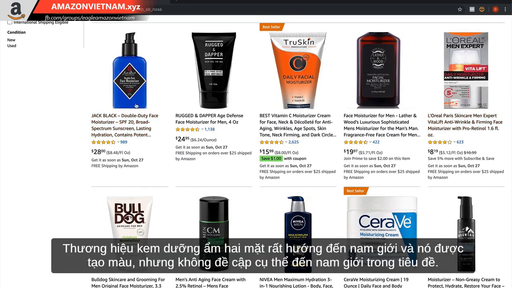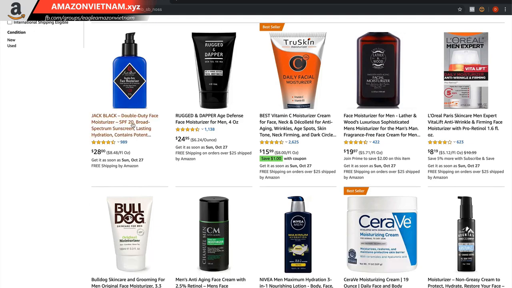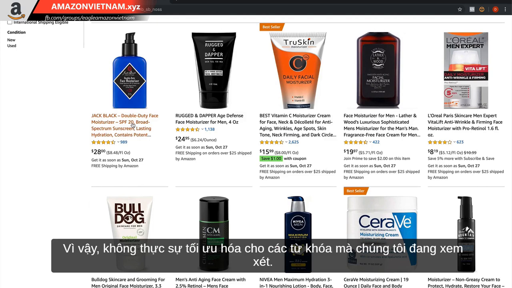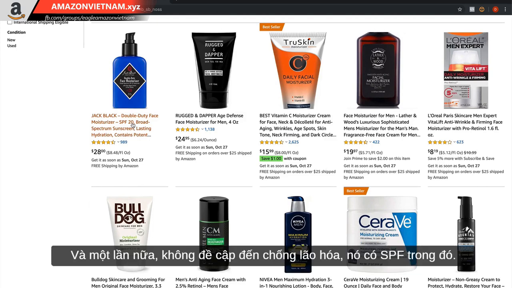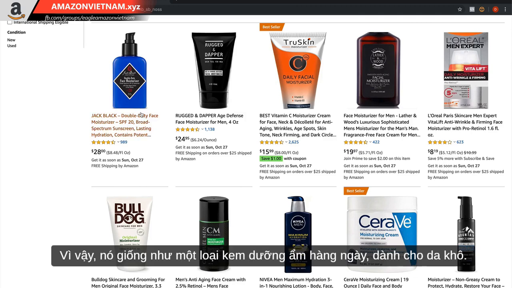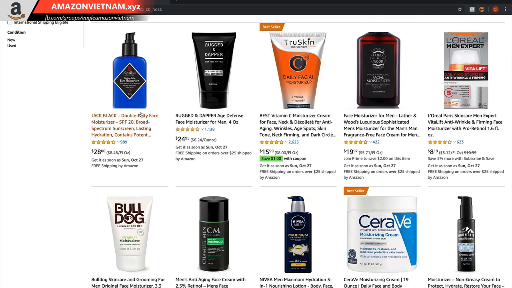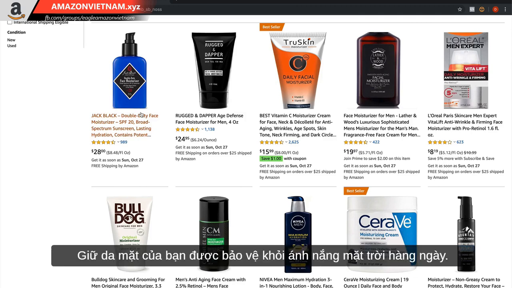Branding is very directed towards men in its colouring, but no mention of men specifically in the title. So not really optimized for the keywords that we're looking at. And again, no mention of anti-aging. It has SPF in it, so it looks like more of a daily moisturizer, dry skin, keep your face protected from the sun day to day.